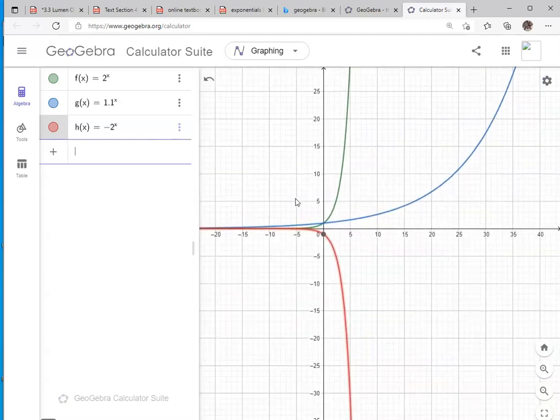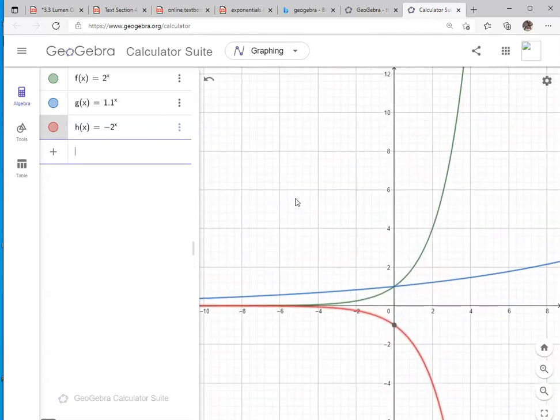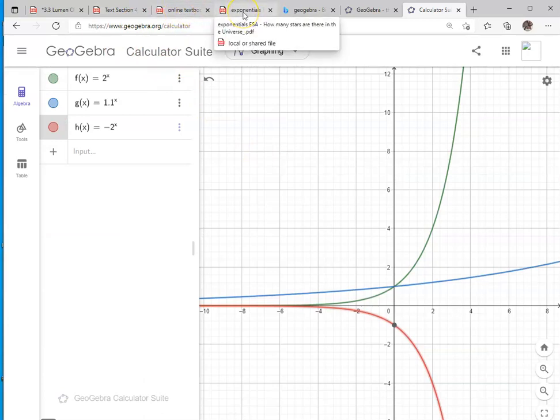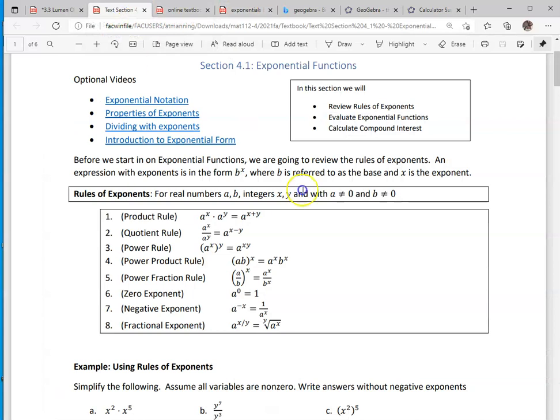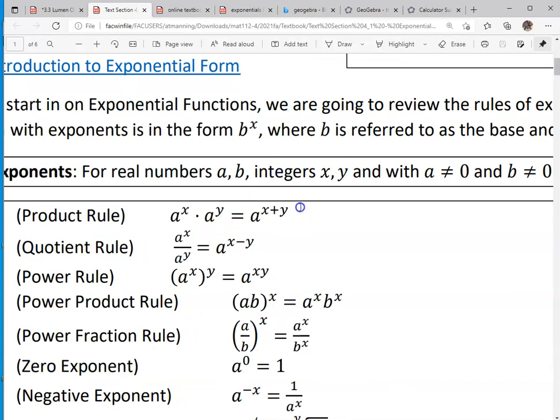That gets rather interesting as well. Okay, back to our exponential explanation here. Remember, in exponential, we're going to discuss various rules about exponents.